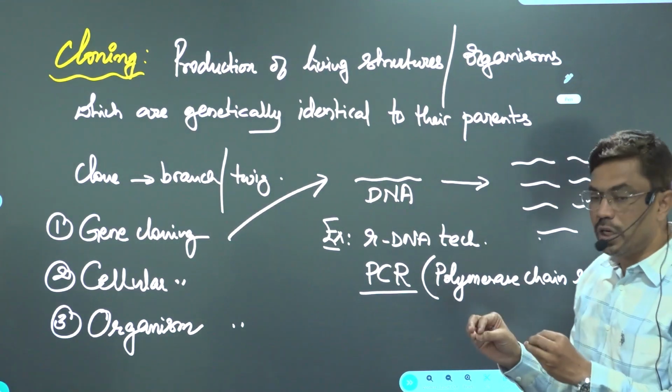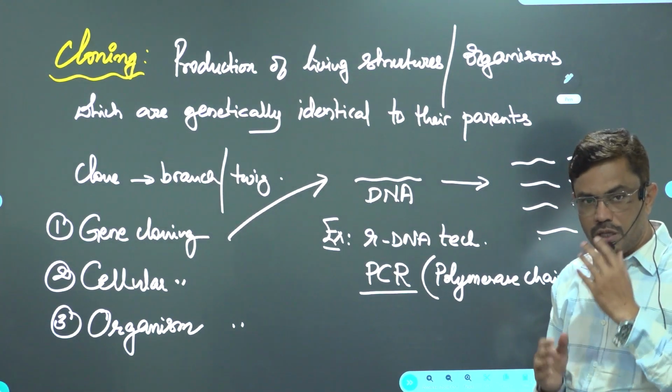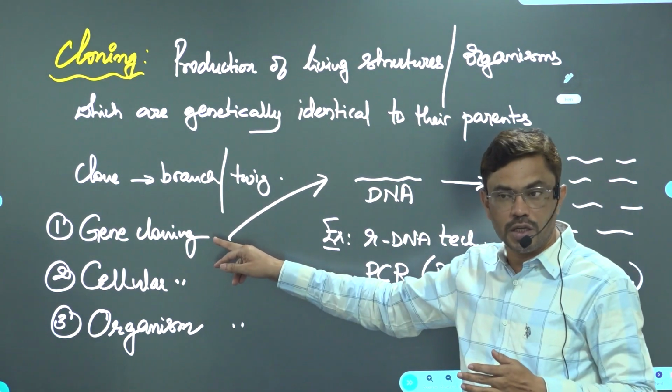So like that, by the cloning process, we have produced the insulin protein in large amounts. That process is called gene cloning. Gene cloning. Is it clear?